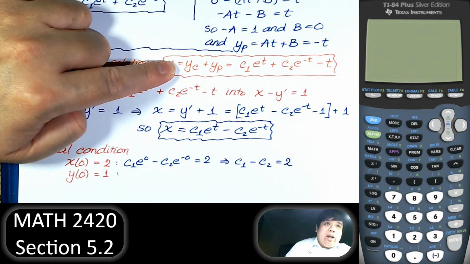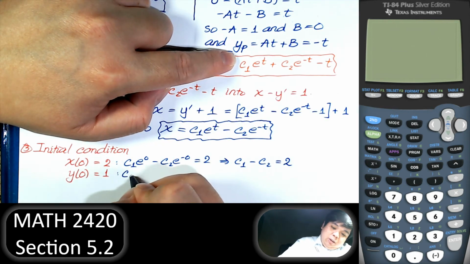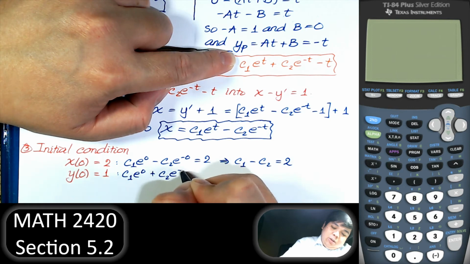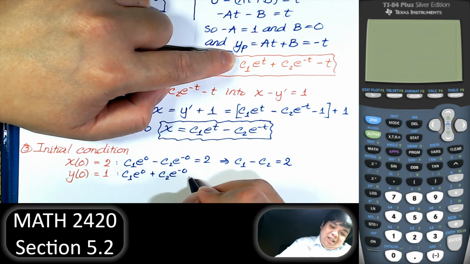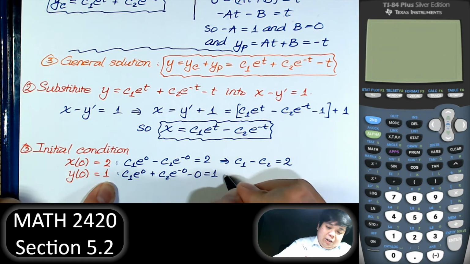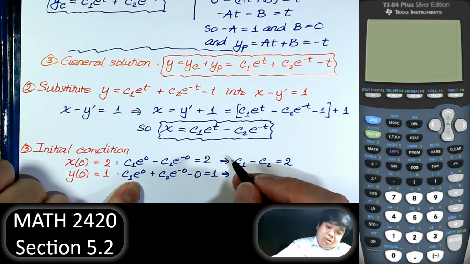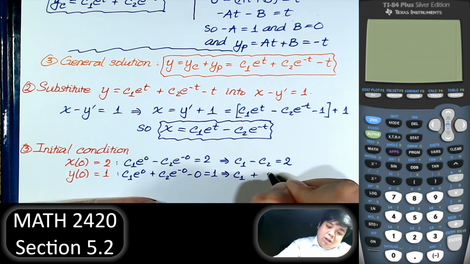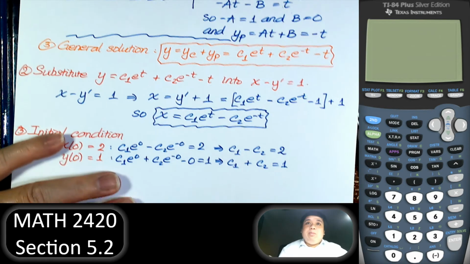Same thing for y. Put 0 in for t. C1 e to 0 plus C2 e to negative 0 minus t, minus 0. That will equal 1. So e to the 0 power once again is 1. So C1 plus C2 is equal to 1. Right. Now we have the system of equations.